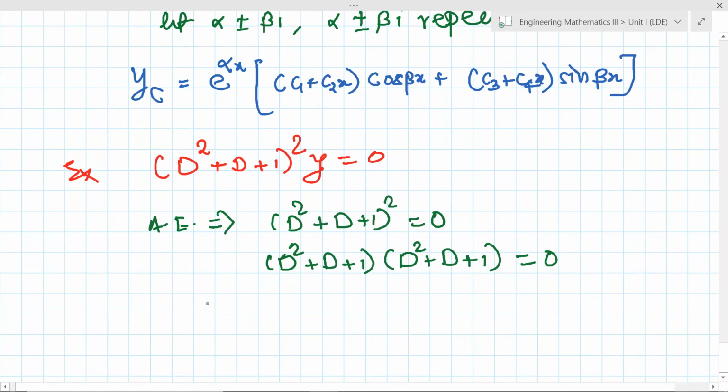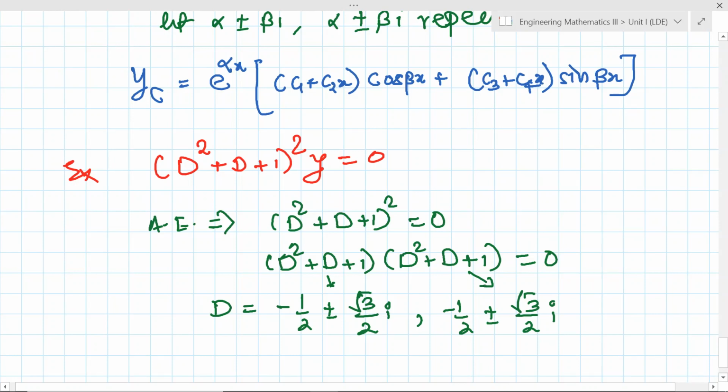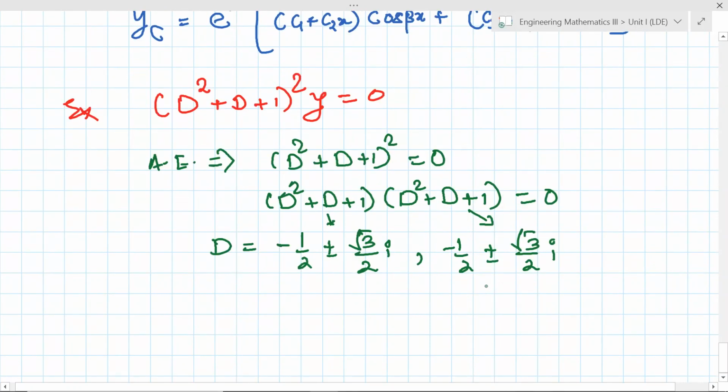Therefore we have 4 roots. And what are the roots? D is equal to minus 1 by 2 plus minus root 3 by 2 i for this, and also minus 1 by 2 plus minus root 3 by 2 i for this. See, these complex roots are repeated. Then what is my complementary function in this case?